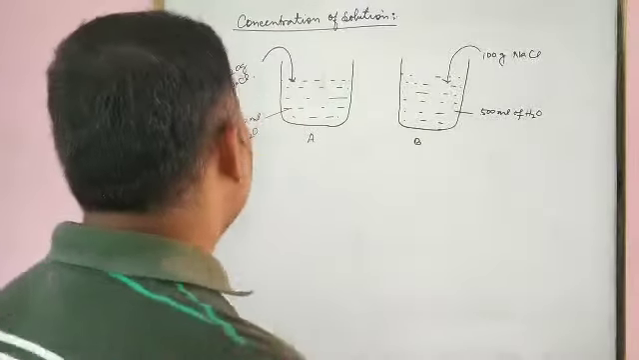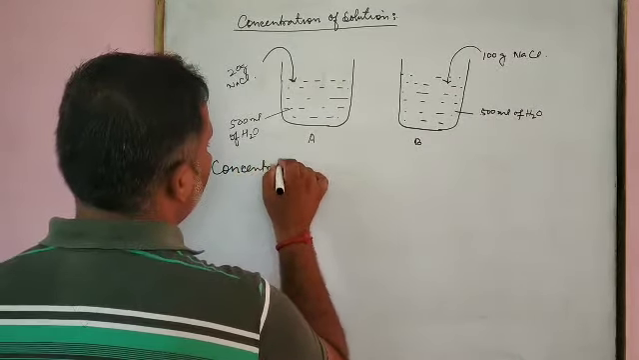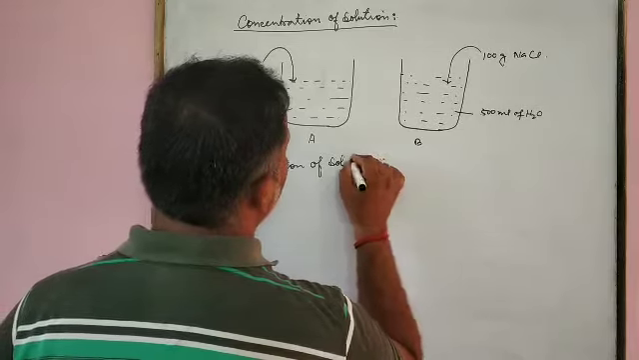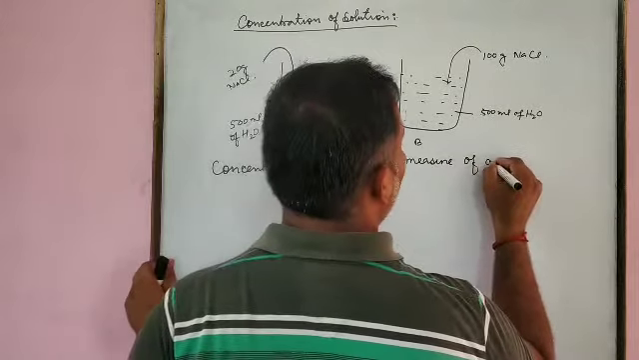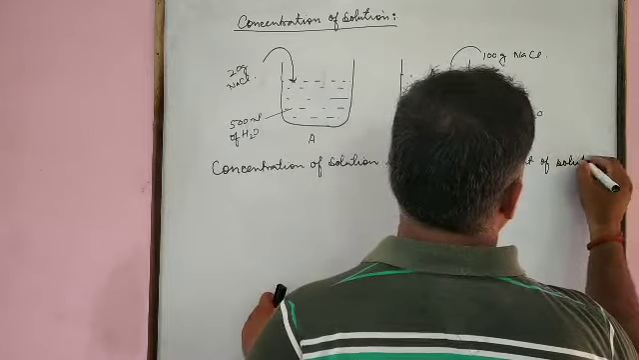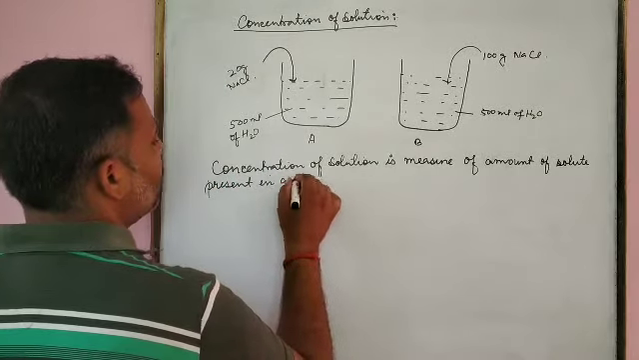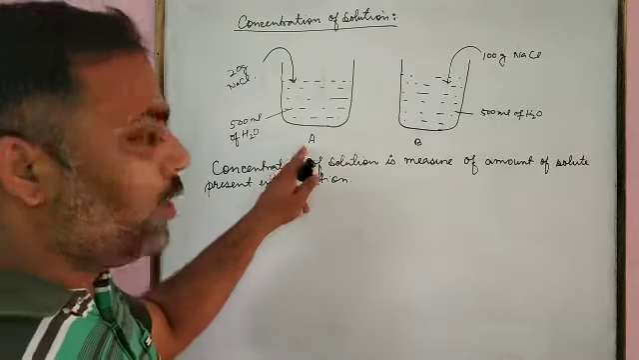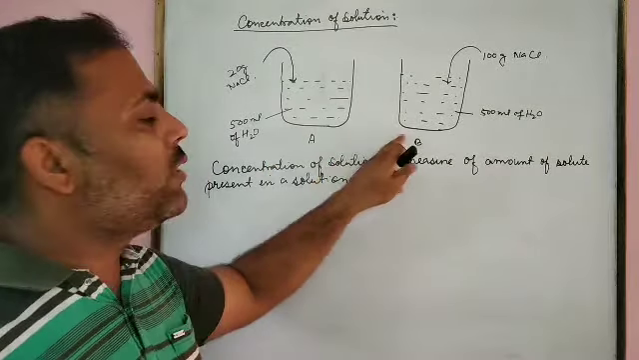Right? What do you mean by concentration? Concentration of solution is a measure of the amount of solute present in a solution. Here we see solution A contains a lesser amount of solute, it is less concentrated, it has lower concentration, and B has higher concentration.